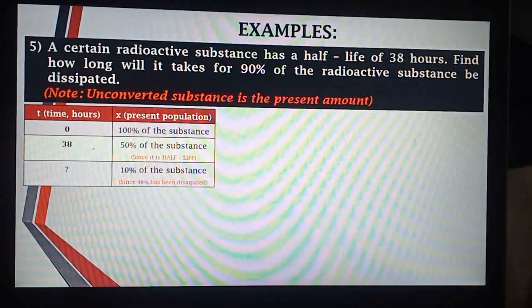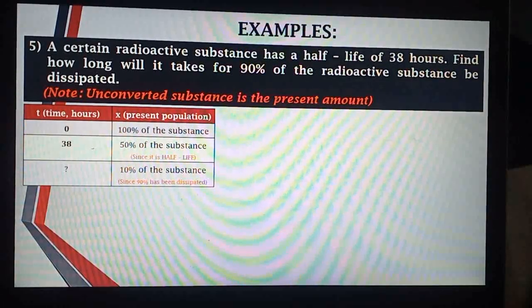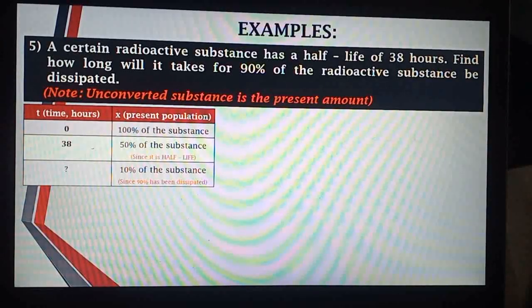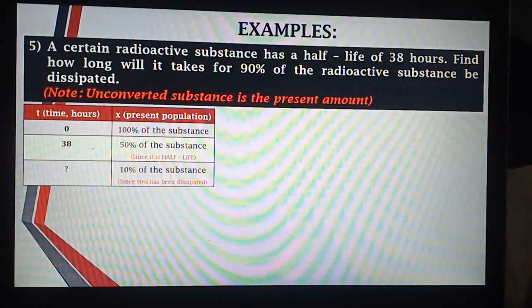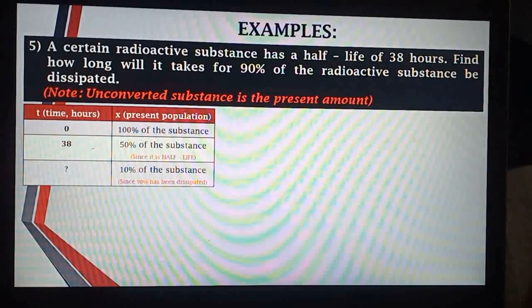Last problem for this session. Example number 5. A certain radioactive substance has a half-life of 38 hours. Find how long it will take for 90% of the radioactive substance to be dissipated. So the dissipated is what disappeared, meaning the unconverted substance is the amount still present. The dissipated is the converted substance.